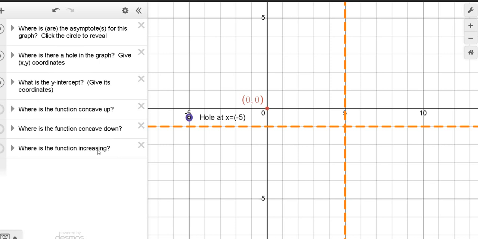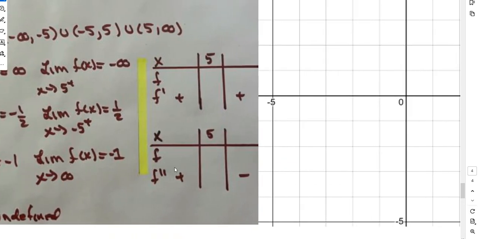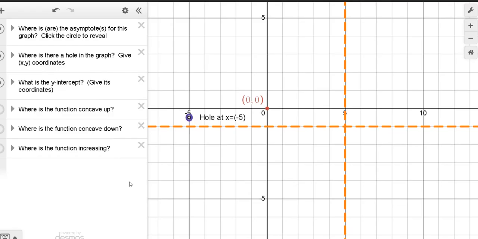Where is the function concave up? What tells us its concavity? Second derivative. So the second derivative has to be what? Positive or negative? Second derivative to be concave up has to be positive. So that's where we can look over here. Second derivative is positive to the left of 5. So this is going to be concave up as long as you're to the left of 5, and then concave down to the right of 5. And there you go, concave up, concave down.